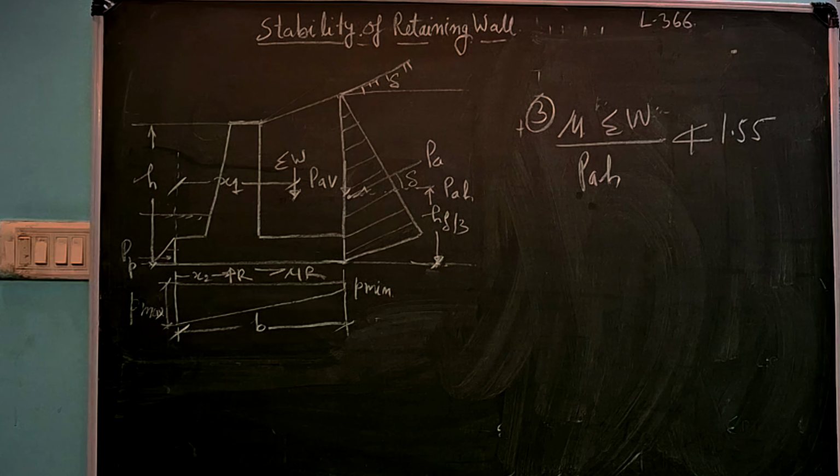So these are the three conditions, one of which we discussed in the last lecture, 365, and in 366 we must satisfy these equations. So we have to take care of these for designing a retaining wall.